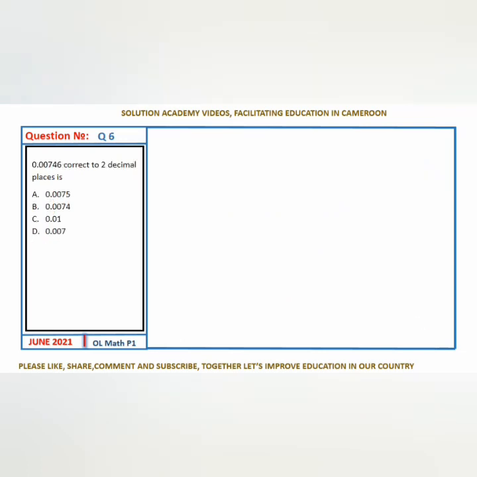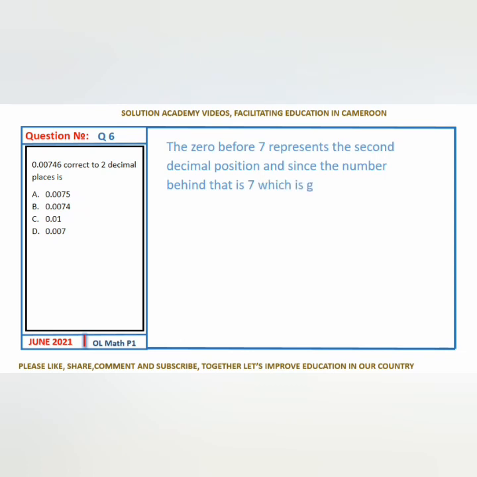Question number 6. 0.00746 correct to 2 decimal places is. Now you have to see that this number is written in 5 decimal places. So if you want to put this number to 2 decimal places, you have to know that the first decimal position occurs at the 0. The first 0 you see there is a whole number. After the whole number, you have the decimal. After the decimal, you have 0. That's the first decimal point. And the second is still 0.